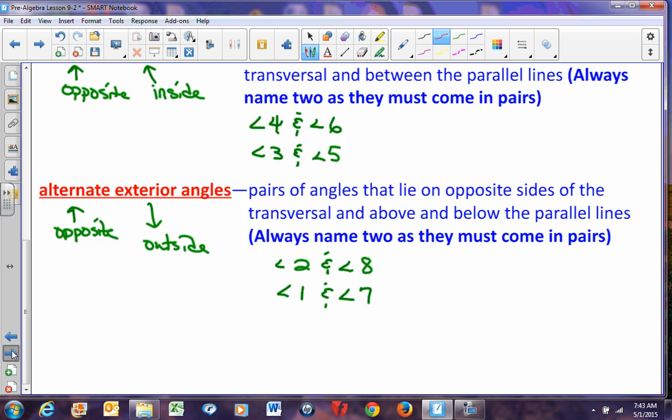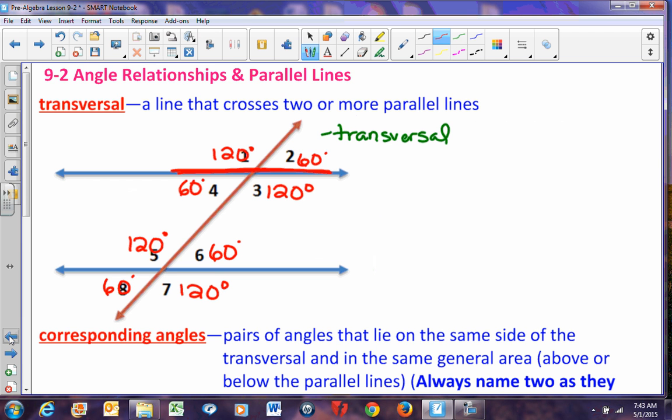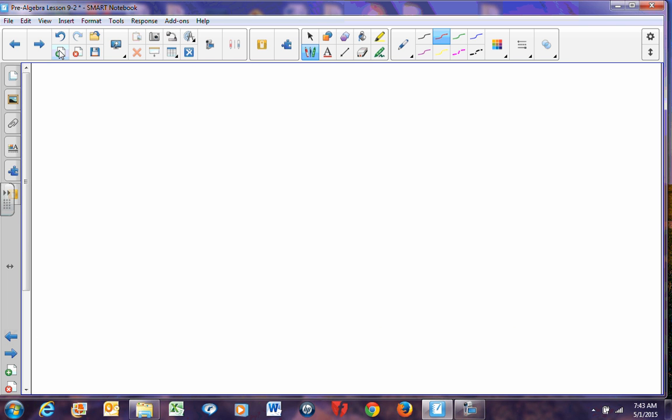Something else you need to be able to do is, we're going to add something to this. You have to be able to measure an angle. Let me add a blank page here. To measure an angle, you have to know how to do that with your protractor. This is very important. Many of you don't know how to use a protractor, so it's probably a good idea if you pay attention and kind of follow along with me.